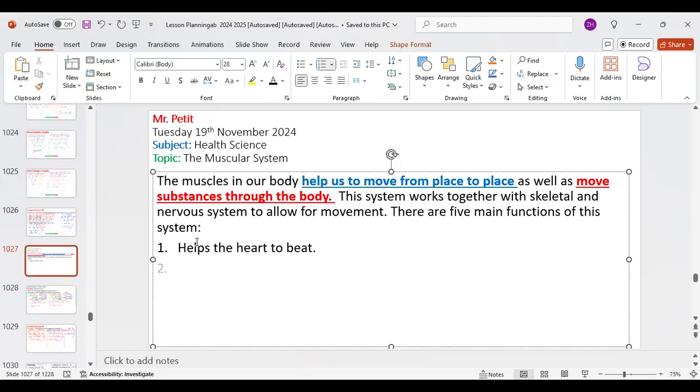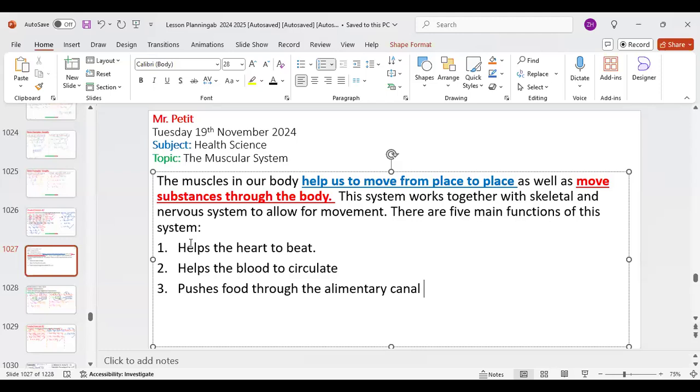What else? If it is helping the heart to beat, what is it causing? It helps the blood to move around. Helps the blood to do what? To circulate through your body. Then it pushes food through the alimentary canal, because it's inside the digestive system as well, and aids in digestion.